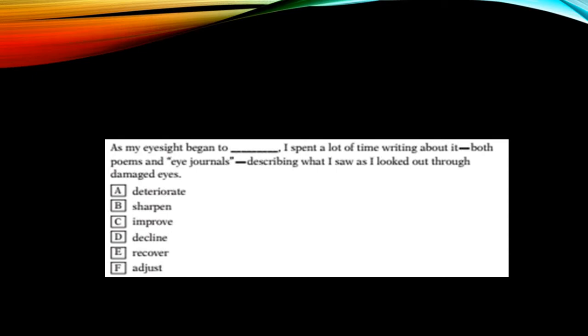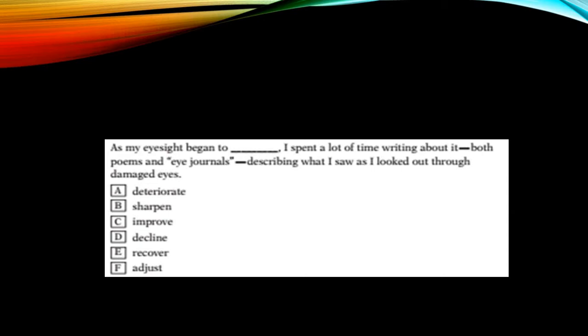Okay, so when I read the sentence, the only thing that I need to do is to figure out whether I need a positive connotation in the blank or a negative connotation. That's it. Now let's see. As my eyesight began to blank, as my eyesight began to improve or deteriorate, positive or negative. I spent a lot of time writing about it.